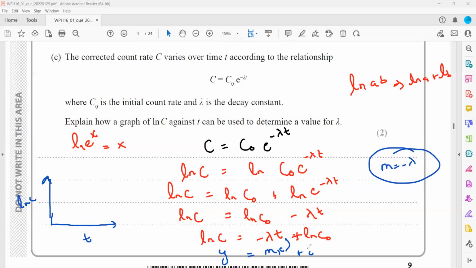And the y-intercept, so it will have a negative gradient, and the y-intercept represents ln C naught. So the shape of the graph, because lambda, the decay constant, is there, is a negative gradient, a constant. This y-intercept represents ln C naught. So to determine lambda from the graph, the negative of the gradient will be equal to lambda.